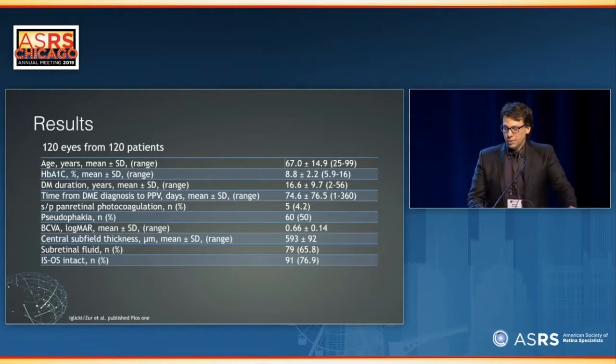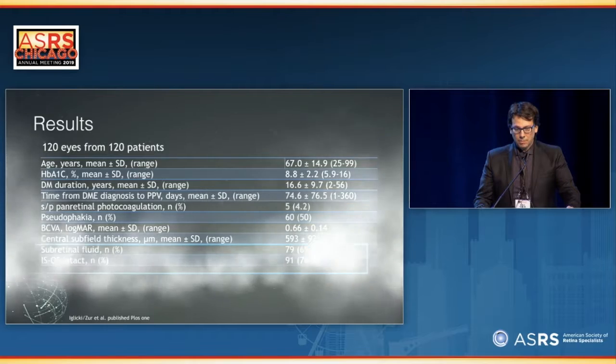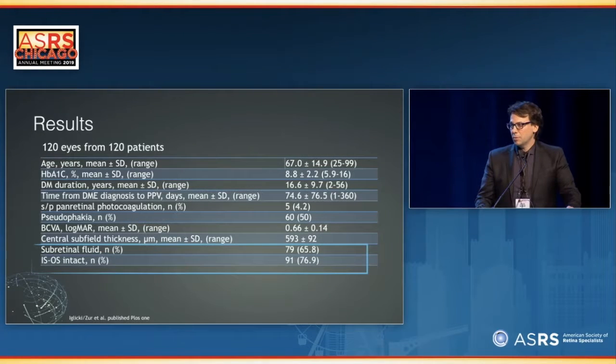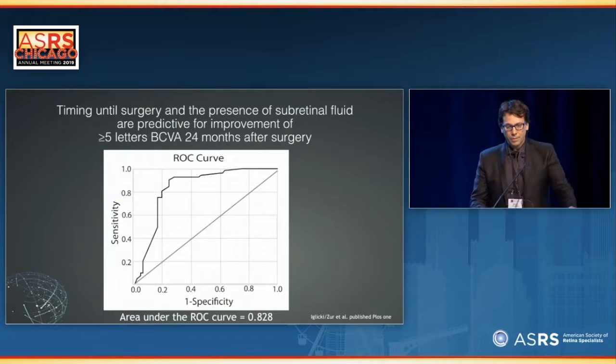Going straight to the results, we have 120 different eyes from 120 different patients. We looked at different baseline characteristics, but let me point this out again. These were fresh DME because they have subretinal fluid in almost 80% of the cohort, and intact ISOS in almost 80% of the population of this cohort. So this is fresh DME.